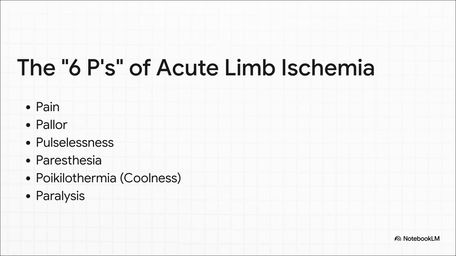The classic mnemonic is the 6 Ps. The limb is going to have intense pain, it's going to look pale, you won't be able to find a pulse, pulselessness, the patient will complain of numbness or tingling, paresthesia, it'll be cool to the touch, that's poikilothermia, and in the late stages, they'll develop paralysis. If you see even one of these, alarm bells should be screaming in your head.